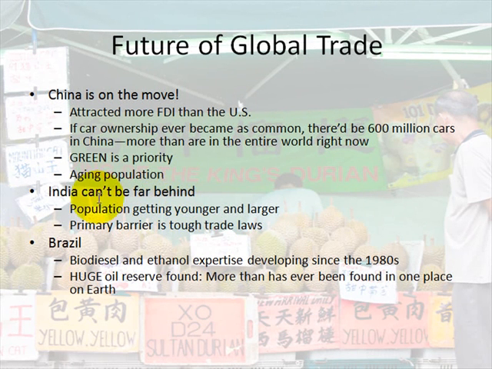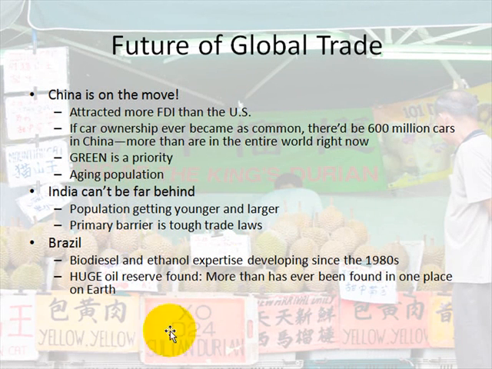Now, I say India can't be far behind. Now we're ready to talk about that. The population of India, on the other hand, is getting younger and larger. When I was in Mumbai, was it last year, they have billboards up all over the place now about contraceptives and family planning. And it's not uncommon, though, to see an Indian family with 10 children. And that's dramatically shaping the future of that country.